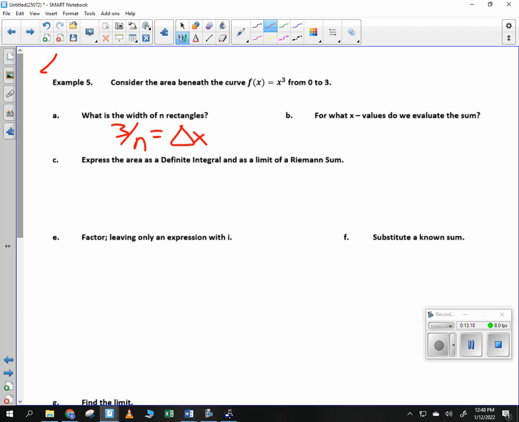Remember, we said that delta x is equal to b minus a over n. And we said x sub i is equal to the starting point plus delta x times i. That we're going to use every single time. So, for what x values do we evaluate the sum? What are our x sub i values? Good. 0 plus, where did we get 0 from? That's your start, plus 3 over n. Where'd you get that from? That's your delta x times i. So in other words, you get 3i over n.